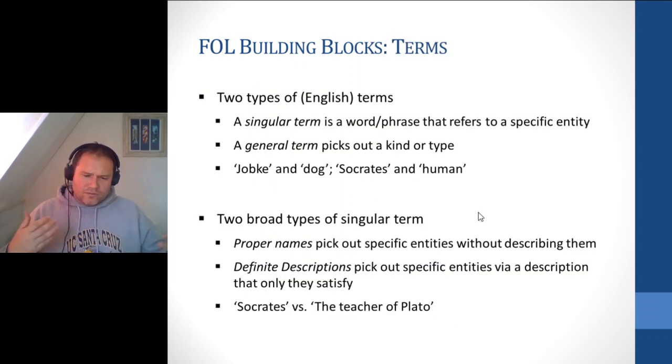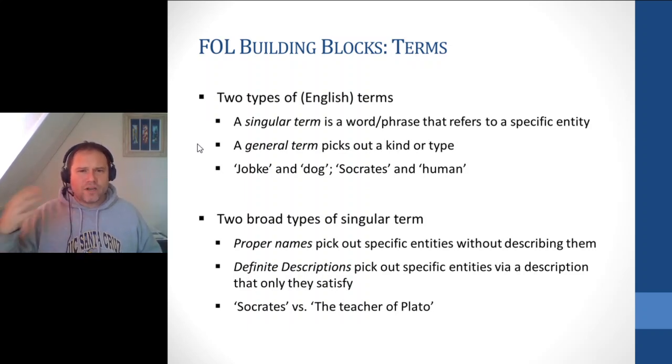So to build up to these ideas of names and variables, it's helpful to have a catch-all term to describe them both. And our catch-all term is going to be, ironically, term. Right? So in English, there are broadly 2 different types of terms. We have singular terms, which are words or phrases that refer to or pick out specific entities. And then there are general terms that refer to or pick out something like kinds or types.